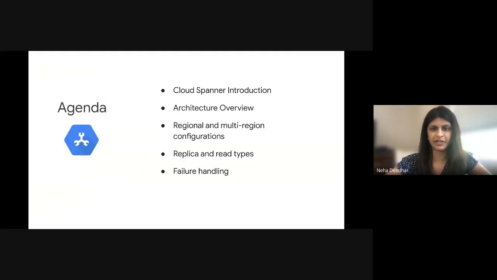So here's the agenda for today. I'll go over a brief introduction to Cloud Spanner and give you an overview of the architecture. We'll then dive into how regional and multi-region configurations work in Cloud Spanner, so you get an idea of what sort of use cases are useful for regional, and what sort of use cases you would use multi-region configurations for. I'll also go over the different replica and read types that are available. And then discuss how Cloud Spanner handles failure. So let's say that you have a server, zone, or region failure. How does Cloud Spanner handle it and continue to ensure that the database remains available for you?